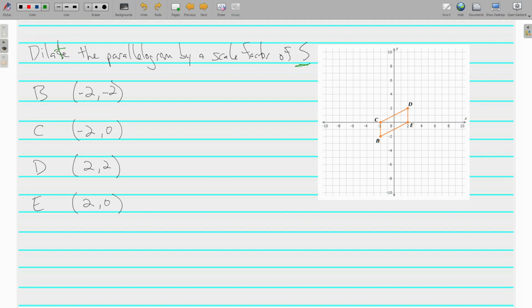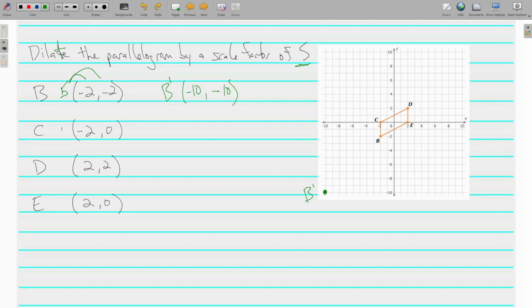I'm even just going to put the 5 over here, kind of like we're doing distributive property. 5 times negative 2 is negative 10, and 5 times negative 2 is negative 10. The new point, technically, is B prime. It's not still B, it's a new figure. On our graph, B is at negative 2, negative 2, but B prime is at negative 10, negative 10.